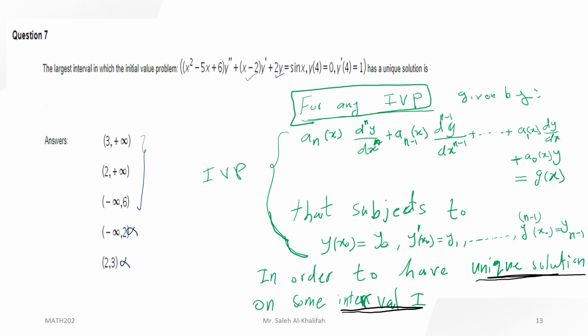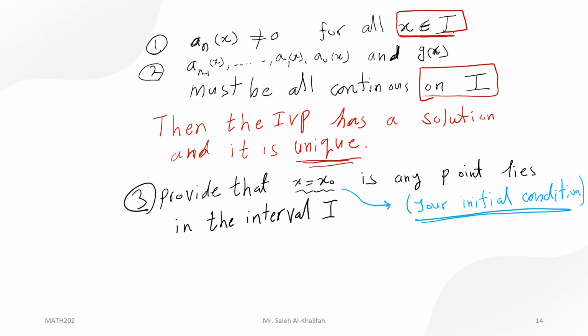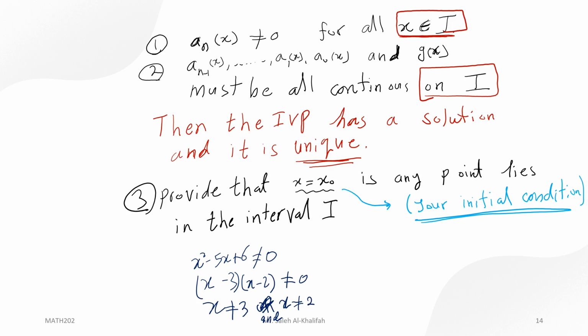طيب, this is continuous, continuous, continuous. We check this: that this one should not equal to zero inside an interval that contains 4. طيب, so x square minus 5x plus 6 should not equal to 0, means that (x minus 3)(x minus 2) should not equal to 0, means that x should not equal 3 and x should not equal 2. يعني x لازم ما تكون 2 ولازم ما تساوي 3, وأيضا our initial condition x equal to 4.